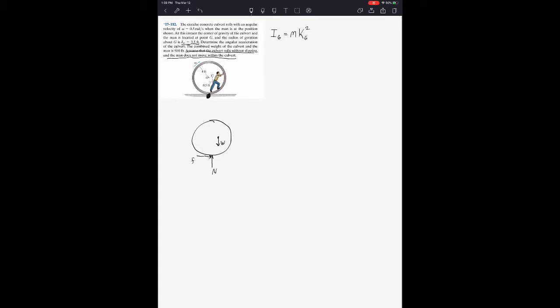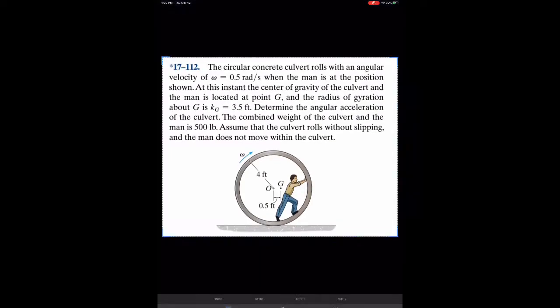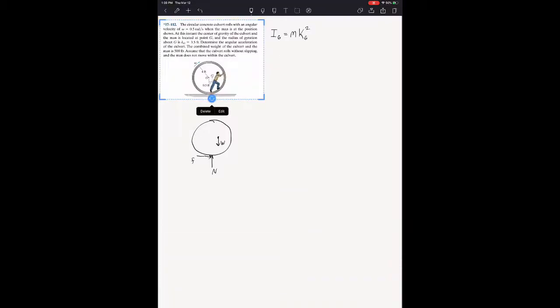There's no acceleration left to right of the ground, and if it rolls without slipping, then the acceleration of the bottom of the wheel is also 0. At least it doesn't point left or right at all. That's important. Because there is an omega, it does have a normal acceleration pointed upward.